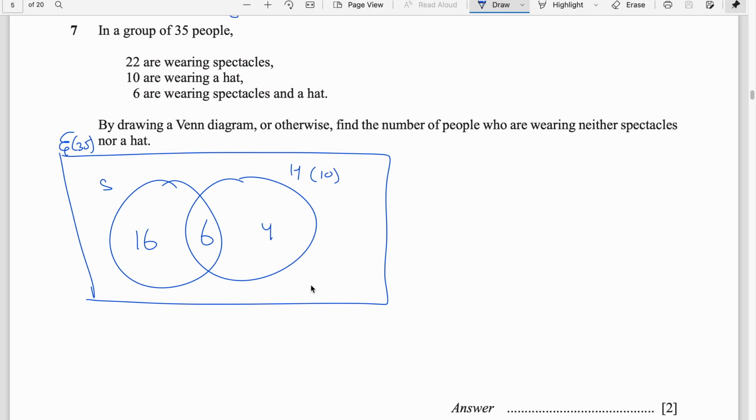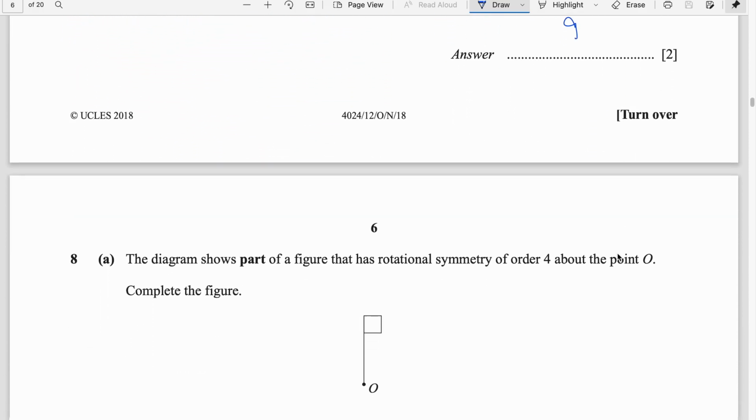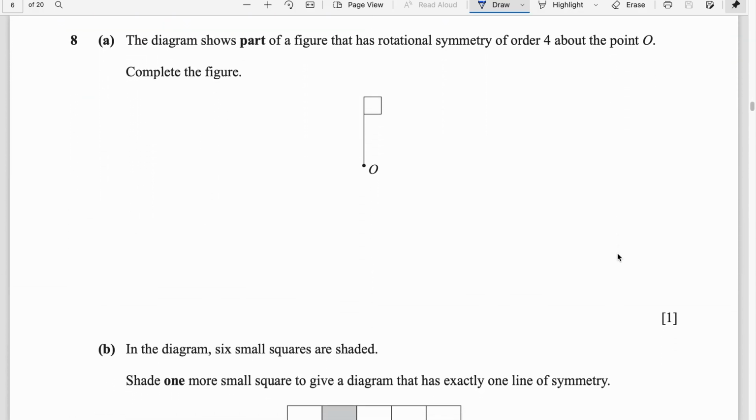Now total was 35 and outside these two is unknown, that is x. So 35 minus all these, minus 16, minus 6, minus 4. 35 minus 16, 6 and 4 is 26, so 9. So 9 people are not wearing spectacles or either hat.